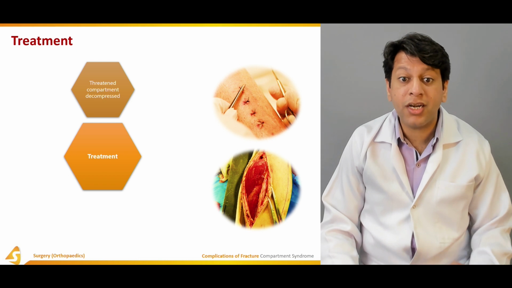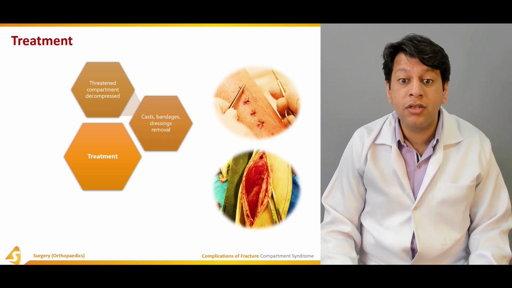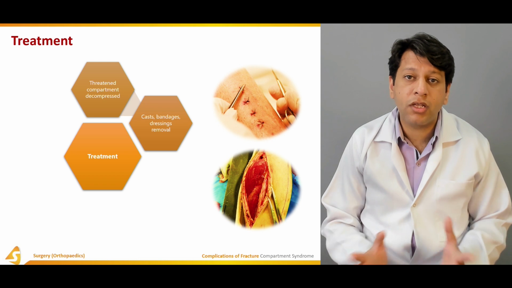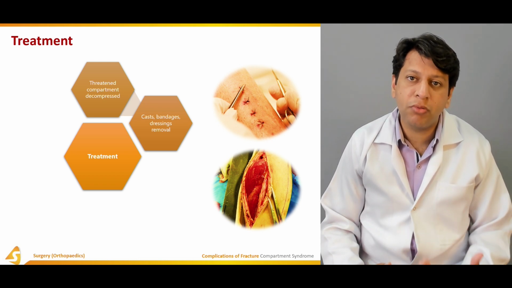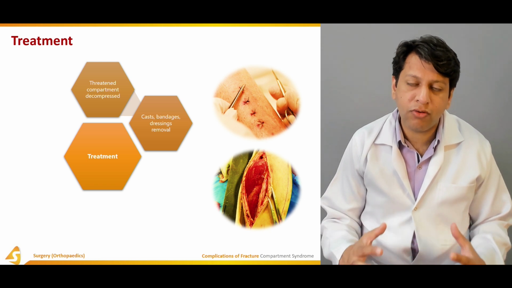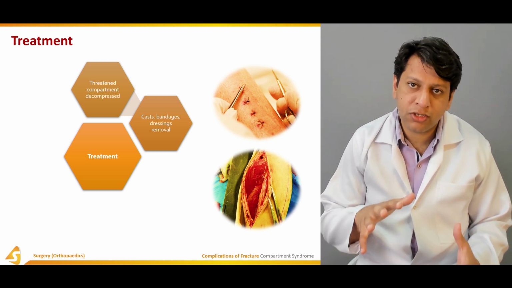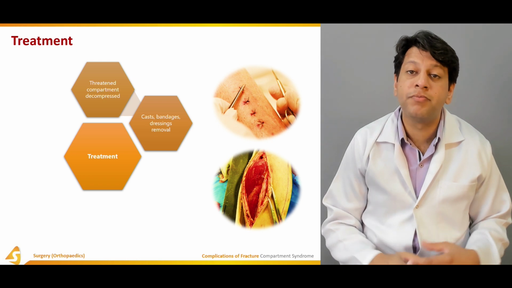So there may be a threatened compartment, which needs decompression. It could be in the form of a cast or splint, which may be tight as well. And this could also be contributing, because there is swelling already over there, it's trying to expand, and there is a splint from outside compressing it.